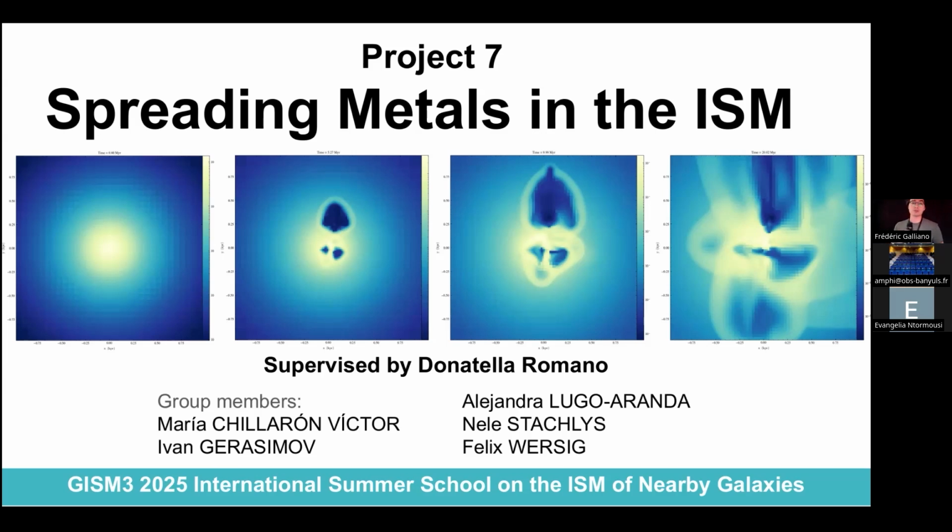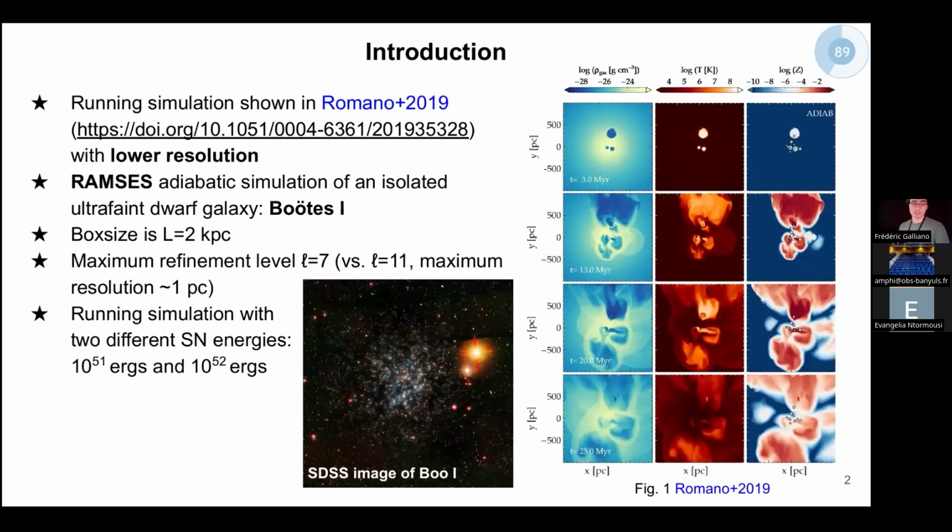Okay, the title of our project was Spreading Metals in the ISM. The idea of our project was that we look at a simulation from a paper by Romano et al., where they investigated whether just stellar feedback could be responsible for ejecting a majority of gas from ultra-faint dwarf galaxies, quenching the star formation early.